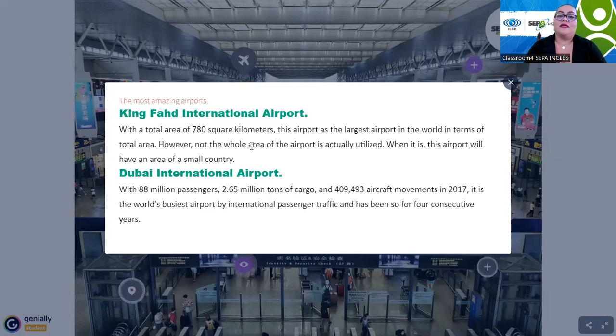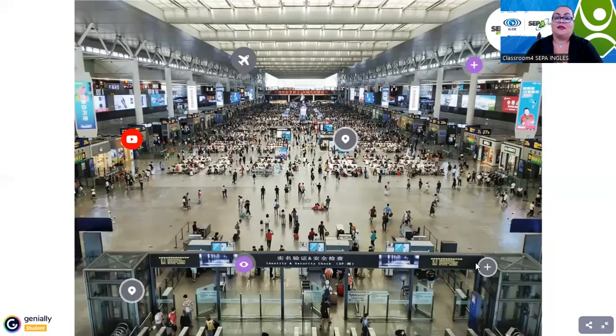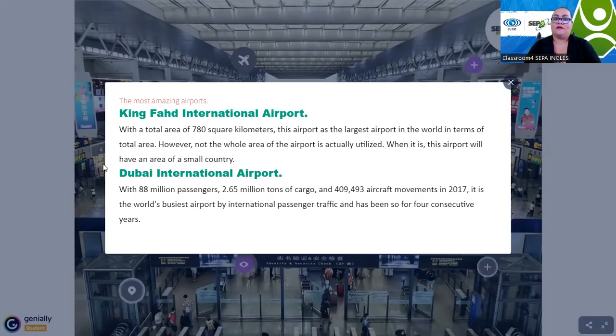However, not the whole area of the airport is actually utilized. When it is, this airport will have the area of a small country. Interesting. What is the other airport that is bigger? Dubai International Airport. Of course, Dubai. Dubai is Dubai.